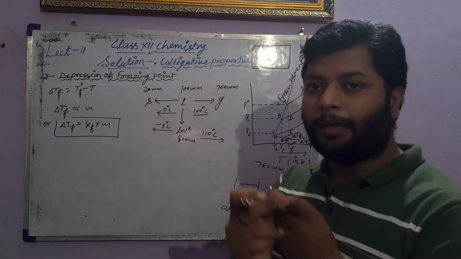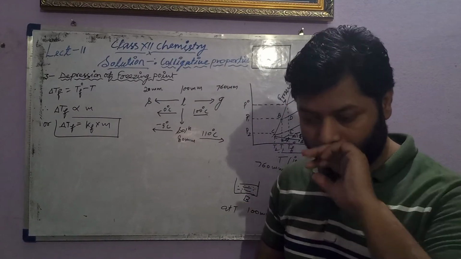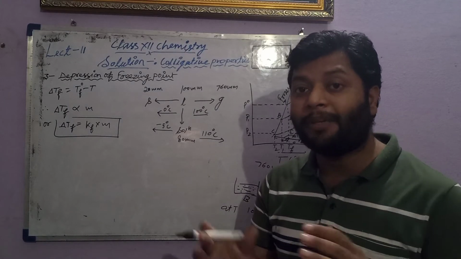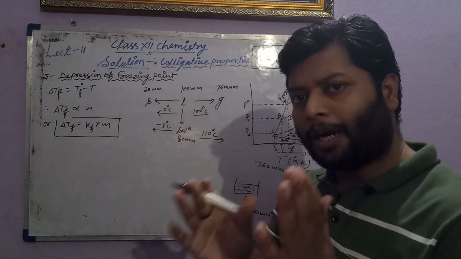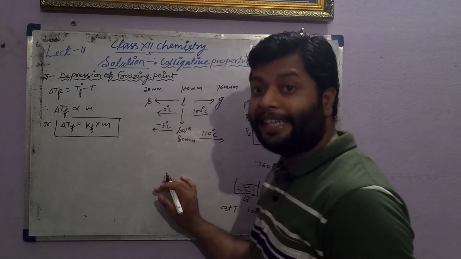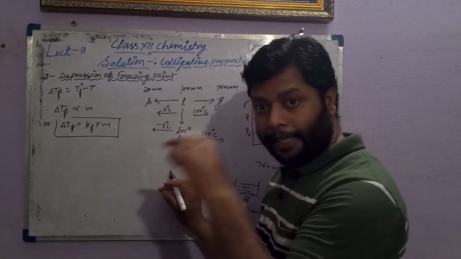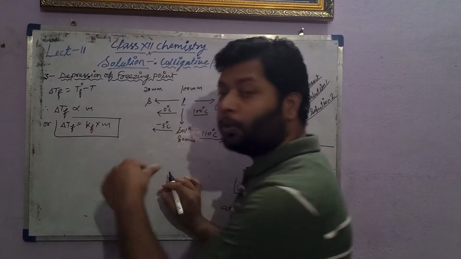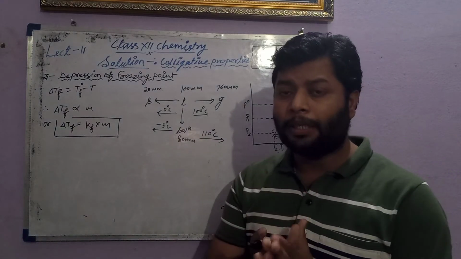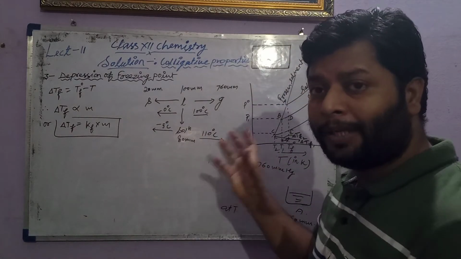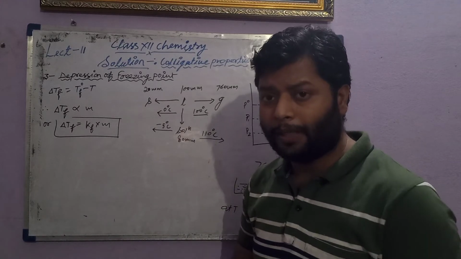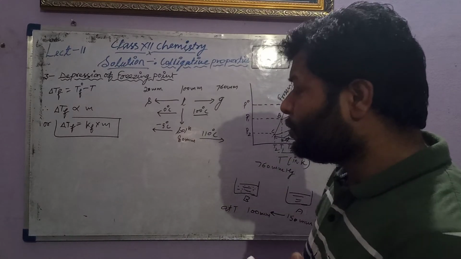The unit is similar to the unit of the elevation constant, the molal elevation constant, known as the ebullioscopic constant. The formulas are also similar. In elevation there was the formula delta TB equal to KB into m. Here the formula is delta TF equal to KF into m. So the formulas are similar, and both concepts are similar. The only difference is that there is a depression here and there was an elevation of boiling point. So students, try to learn this.